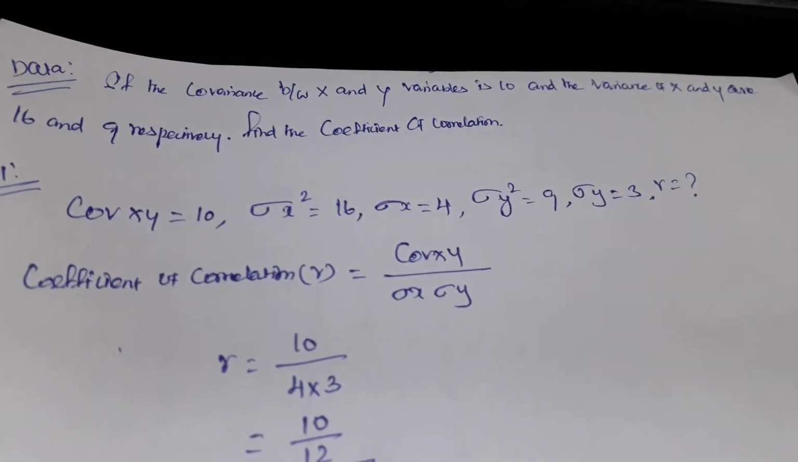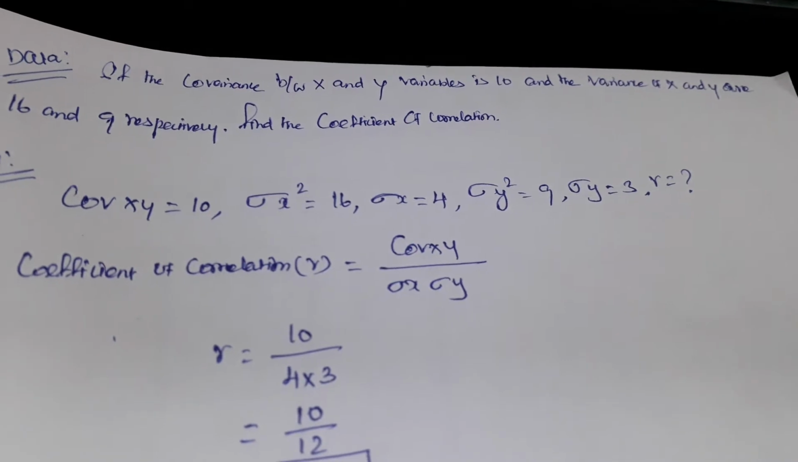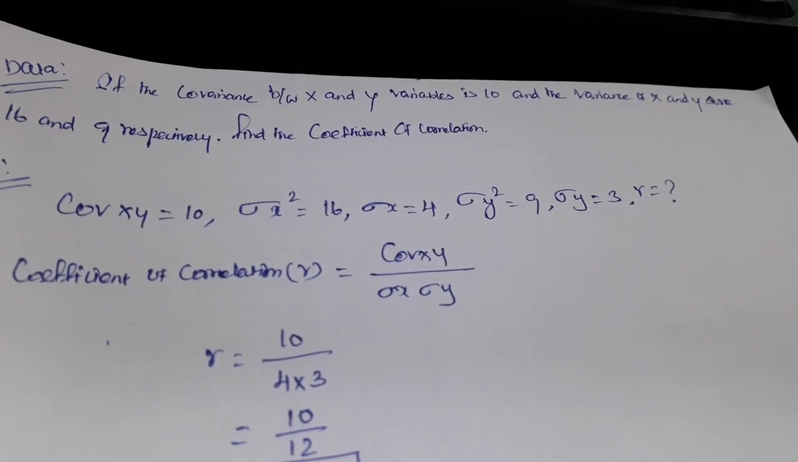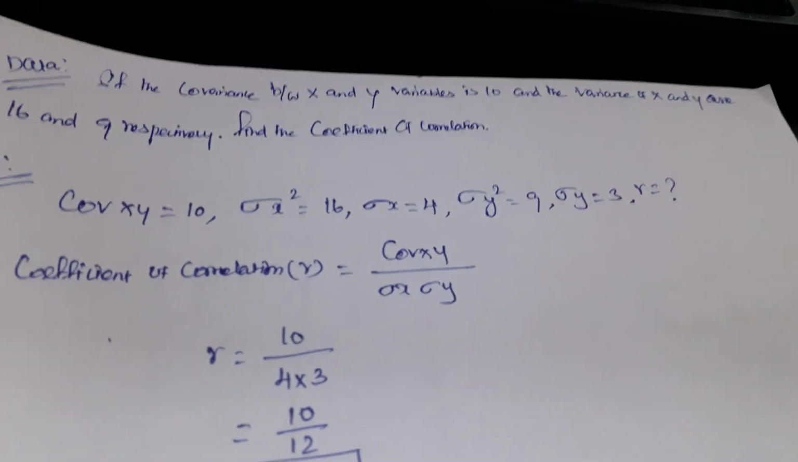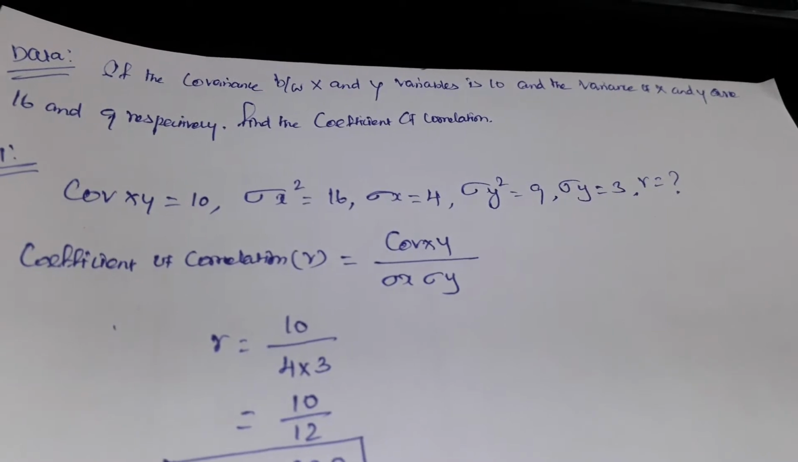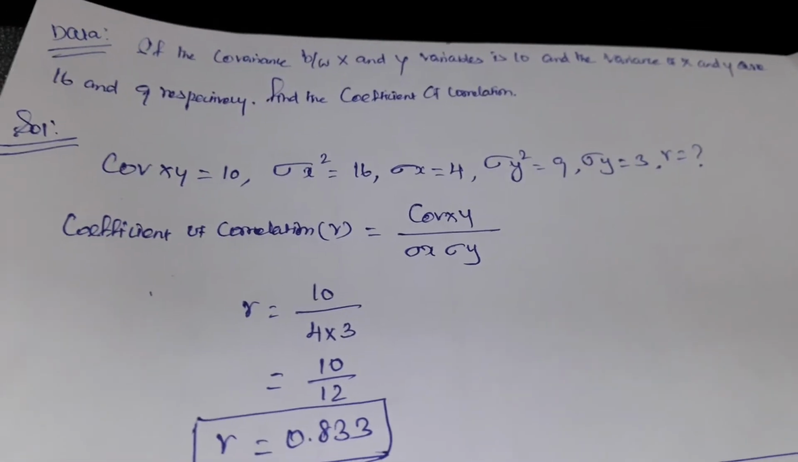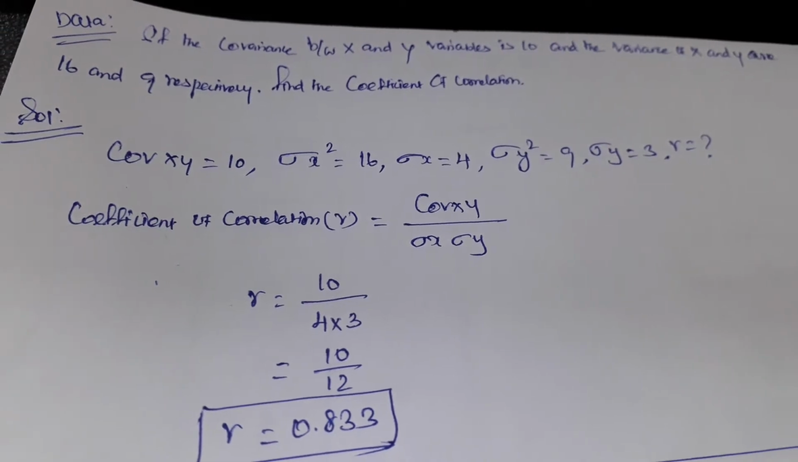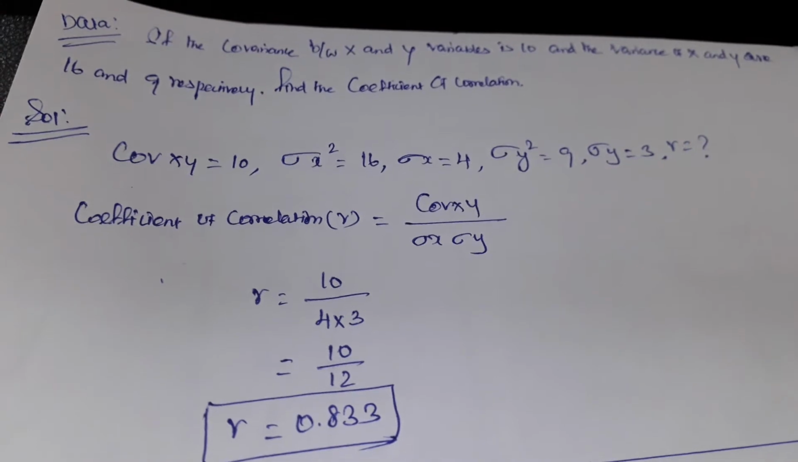Covariance is talking about the movement of the variables. Variance is talking about the dispersion of the variables, the dispersion of the data. Coefficient of correlation is talking about the strength of the relationship between the variables. So now we are going to look at how to solve the problem.